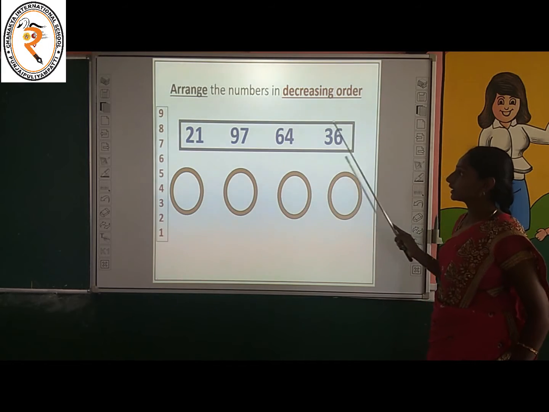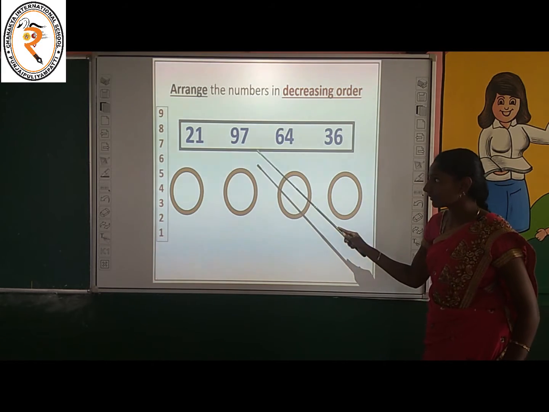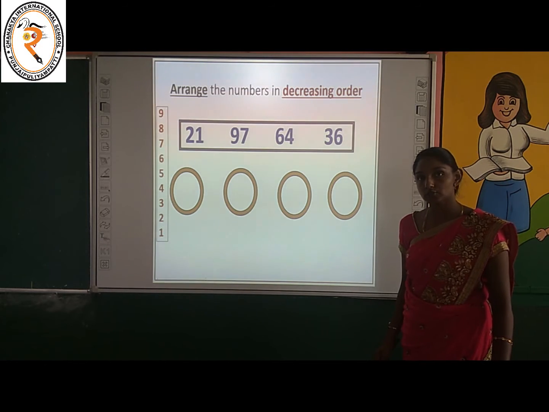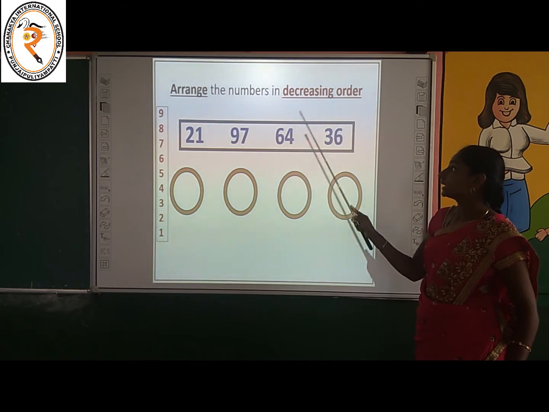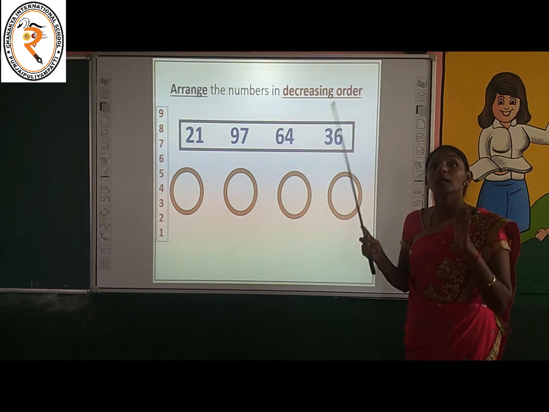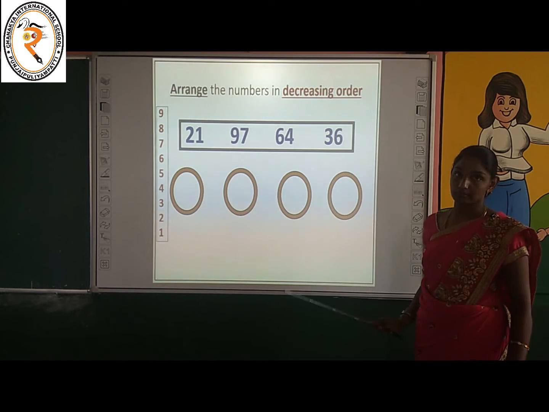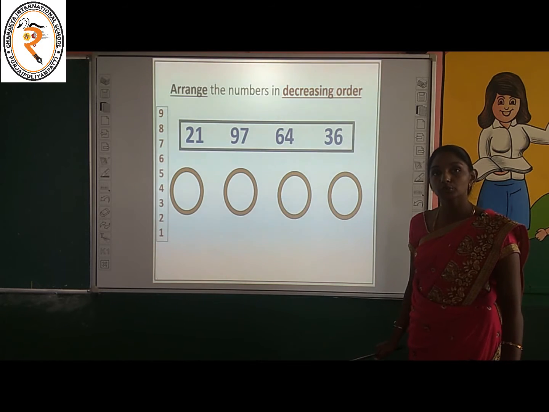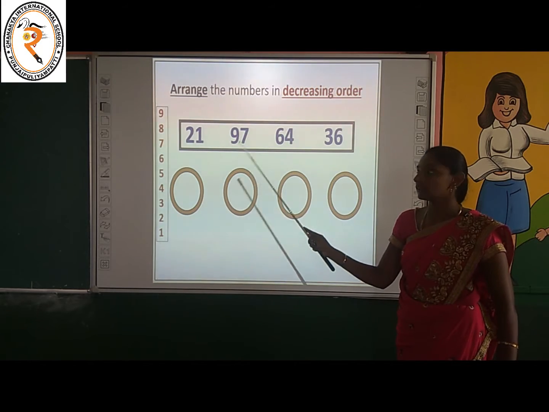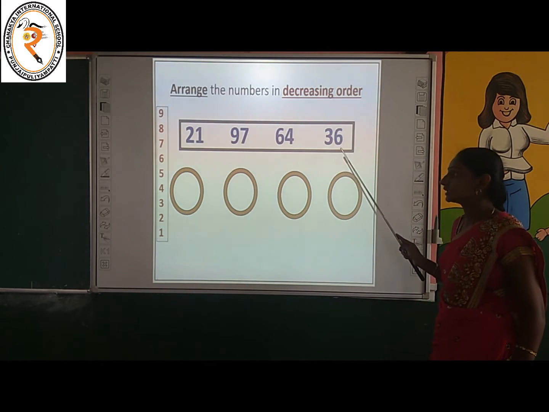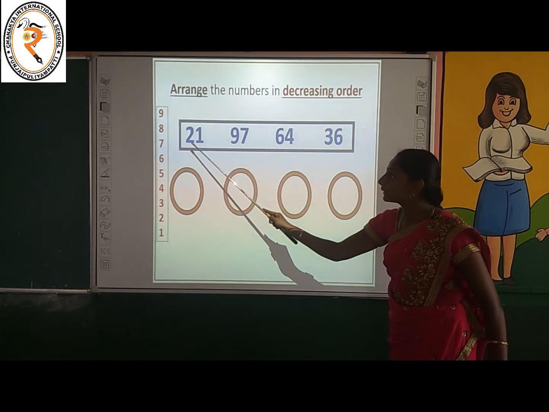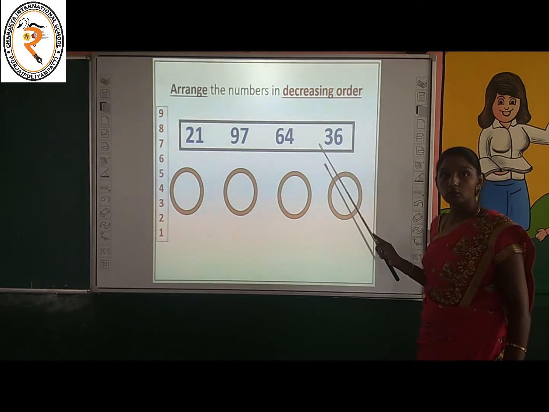Okay, let's see the given numbers 21, 97, 64 and 36. What is the first step? Can you tell? Yes, to arrange the given numbers in decreasing order, first we have to find the biggest number of the given numbers. For that, what do we have to do? Yes, to find the biggest number, we have to compare the digits in the tens place in all numbers. Okay, we have to compare all the tens digits in all numbers.